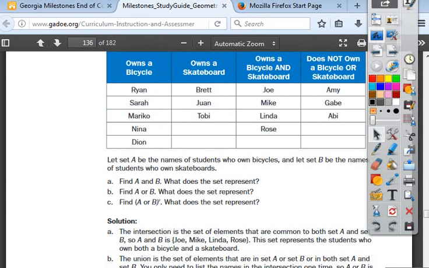Not for this problem, for anything. If it says A and B, it's got to be in both of them at the same time. If it says A or B, if it's in either one of them, it counts as part of the answer. What does that little mark mean? Not. So that's saying what is not in whatever group they're talking about.